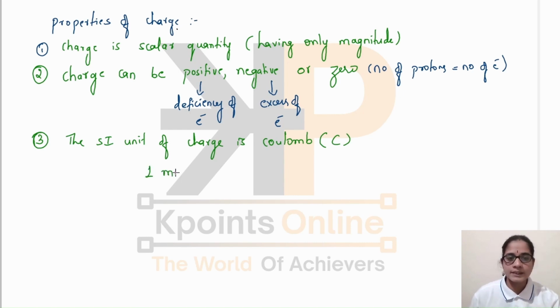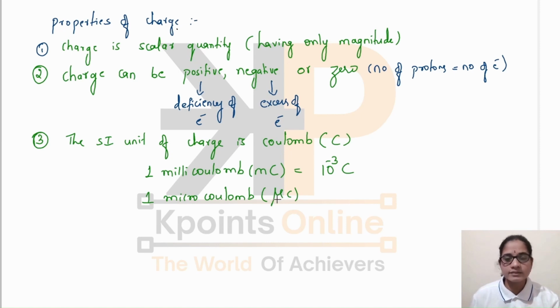1 millicoulomb, which is denoted by mC, is equal to 10 raised to minus 3 coulomb. And 1 microcoulomb, denoted by mu C, is equal to 10 raised to minus 6 coulomb. In this way. Next is the principle of quantization.